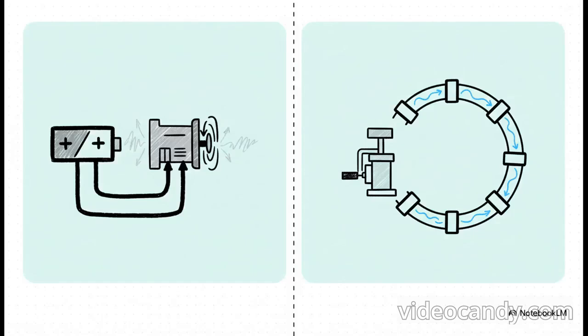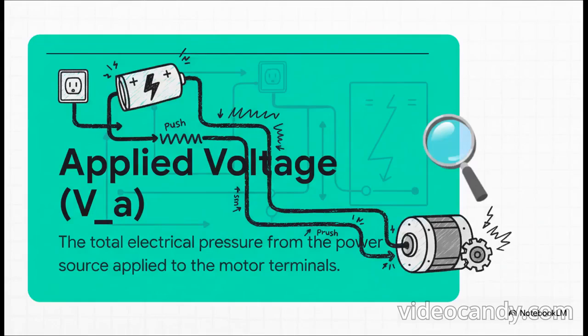So you see it here. On one side, you've got our DC motor circuit, right? It's driven by voltage. On the other side, a simple water pump system driven by pressure. What we're going to do is map every single piece of that electrical equation to a part of this water system. Trust me, by the end of this, that formula is going to feel like total common sense. Okay, let's get into it.